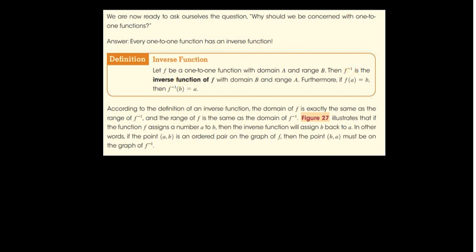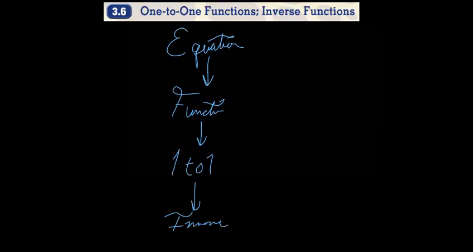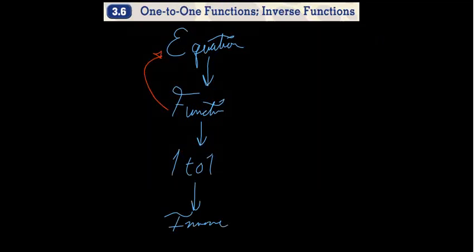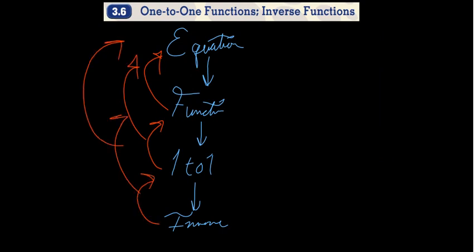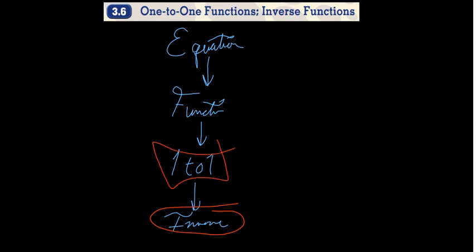All right, wrap your heads around this one. If we let f be a one-to-one function, let's go back to my first page. I said a function is an equation, a one-to-one function is a function which is an equation, and an inverse function is a one-to-one function which is a function which is an equation. So in order for a function to have an inverse function, it must be a one-to-one function. Only one-to-one functions can have inverse functions.